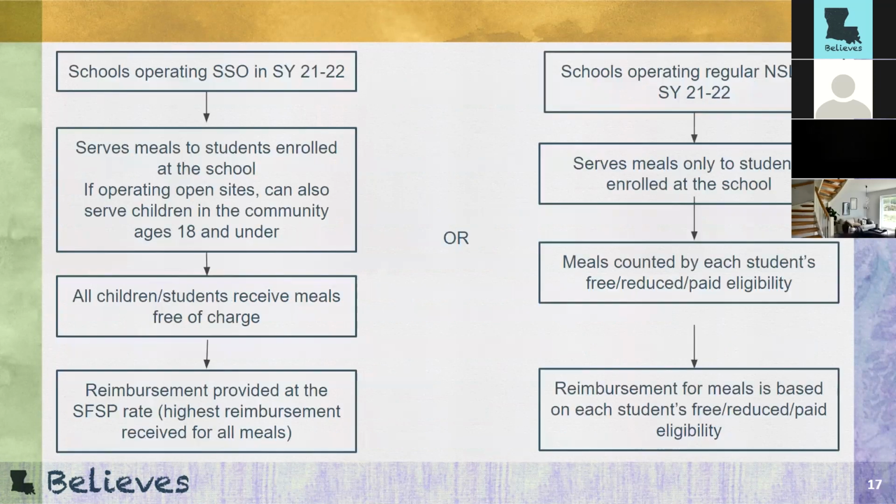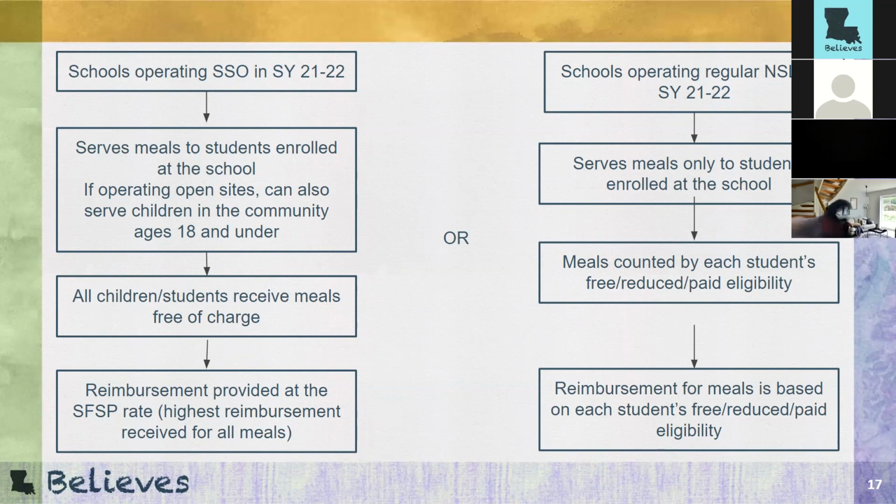So now that we've gone over the general requirements for public release and letters to the household, we'll jump to thinking about this next school year, school year 21-22. We have two options for schools. Our first option, on the right side of the screen, is that schools can operate regular National School Lunch in school year 21-22. They can operate either traditional free and reduced, where they're collecting meal applications, or they could operate CEP. And then they would serve meals only to students that are enrolled at that school.